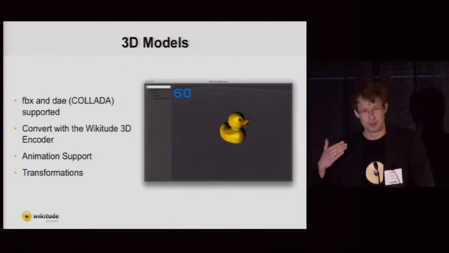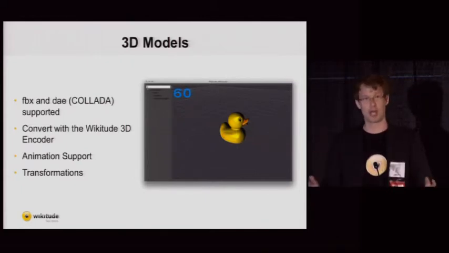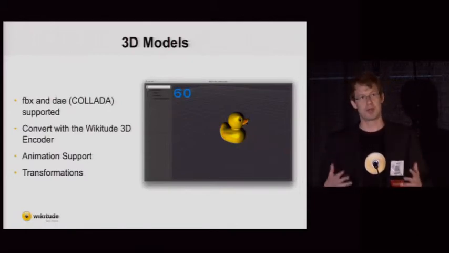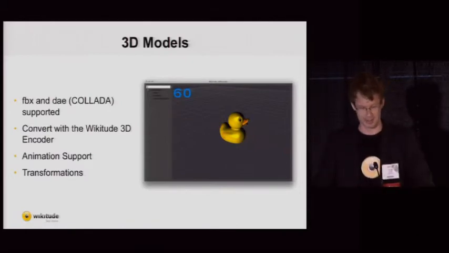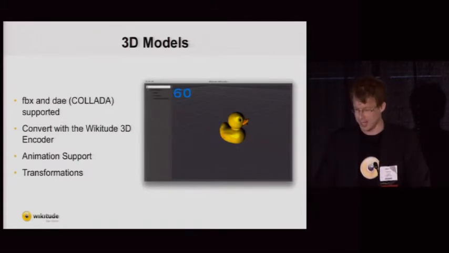So we are really trying to provide developers with optimized tools here. We are not just working with the file formats that are out there and then doing some complex renderings. We're actually trying to optimize that before you're rendering it in the scene. So what you get with the Wikitude 3D encoder is a fully optimized 3D package, which you just feed into the application, and it will be rendered in an optimized way.